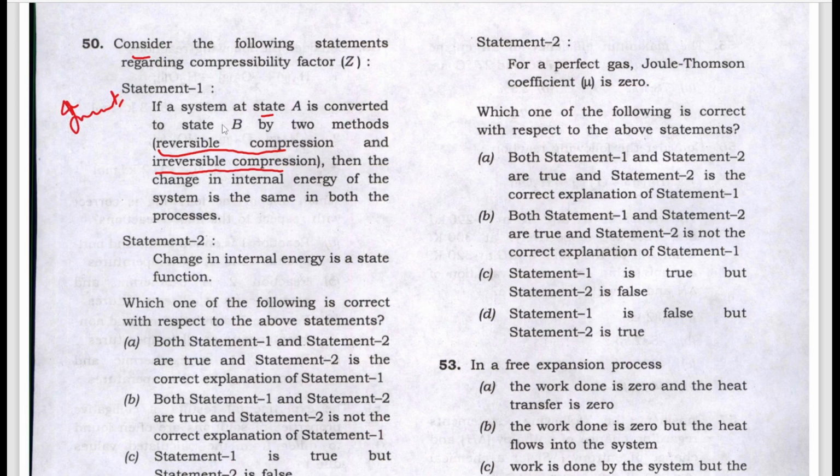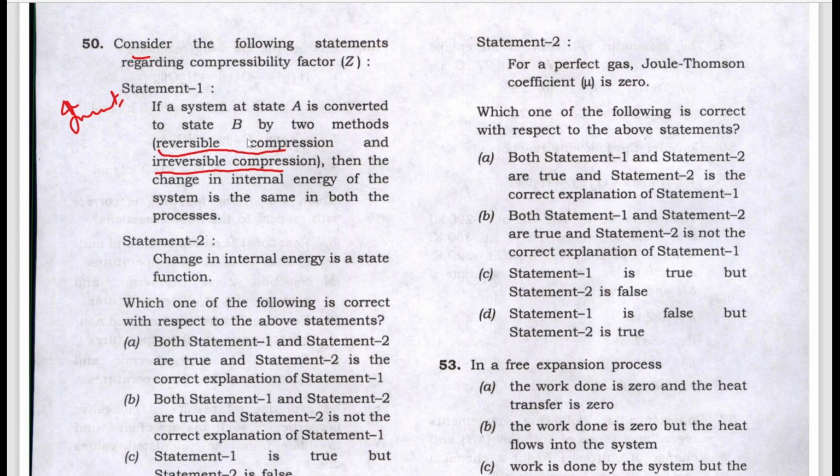Because they are using different methods, one is reversible compression, one is irreversible compression. They are not mentioning an isothermal process here. So both the processes are different, so that's why the work done is also different in both cases, and the remaining heat is stored as internal energy. So in this case, the internal energy will be different.